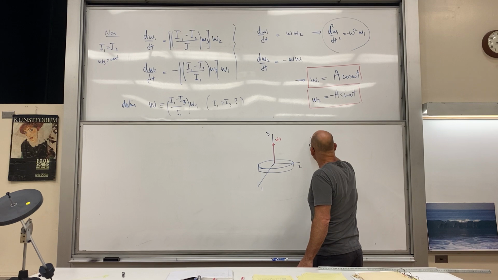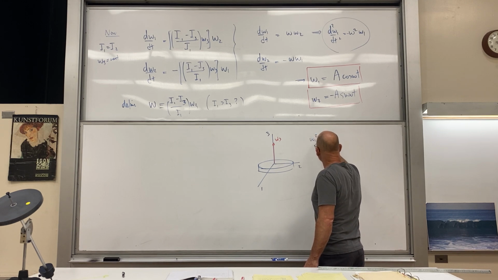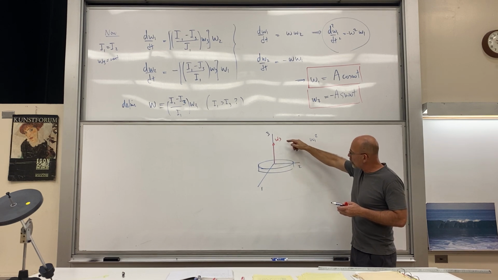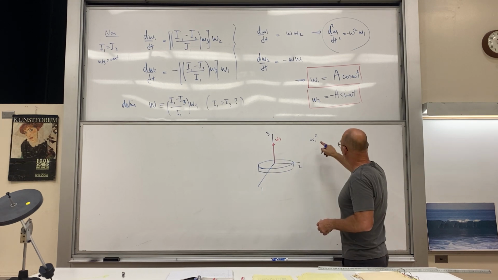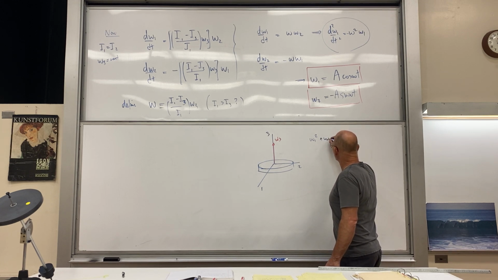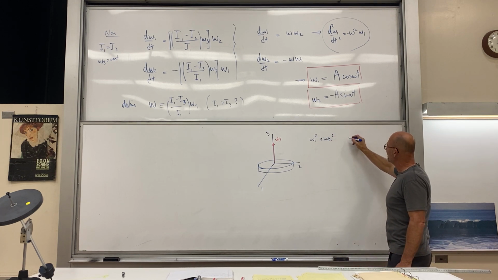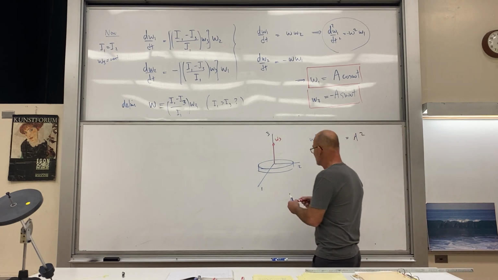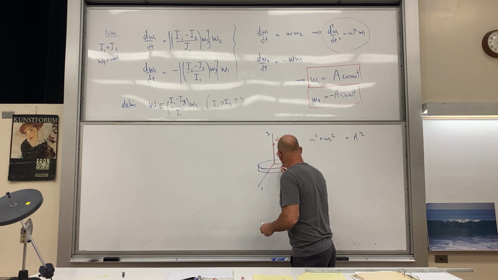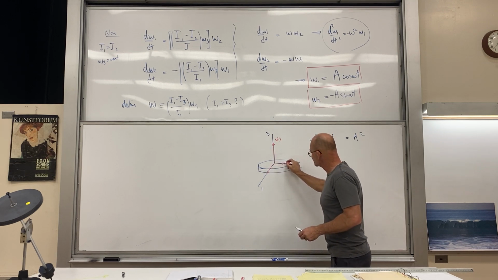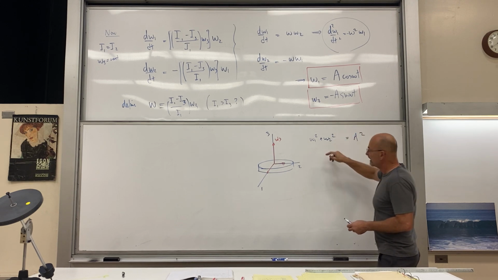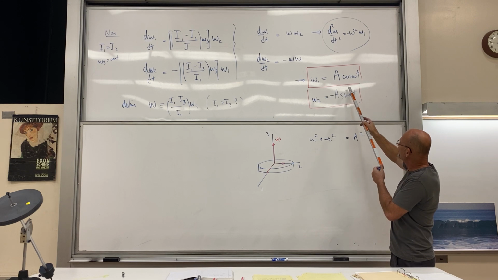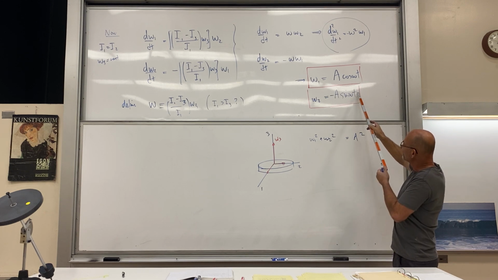Now we have omega 1 squared. Remember, omega 1 and omega 2 are the projections of omega along these body axes. So omega 1 squared plus omega 2 squared is clearly constant, right? It's equal to A squared. So the projection along these axes here, omega 1 and omega 2, is constant, and it is rotating, okay, because you've got cosine and sine omega t.